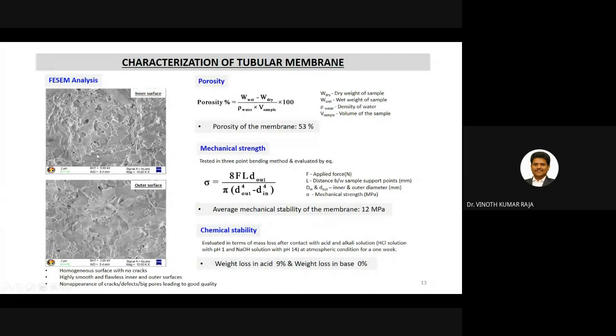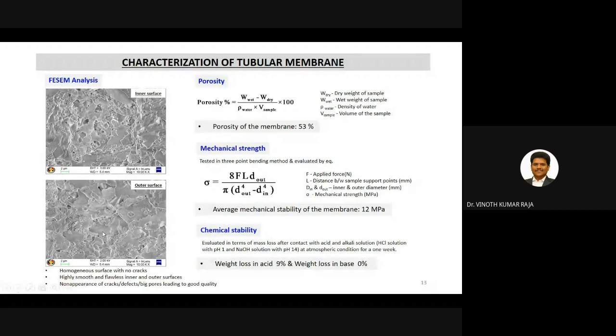The membrane has highly smooth and flawless inner and outer surfaces, which we were able to achieve by following the procedure we developed. The overall surface morphology analysis recommends that the non-appearance of cracks, defects, and big pores is a key condition to lead to a good quality membrane.